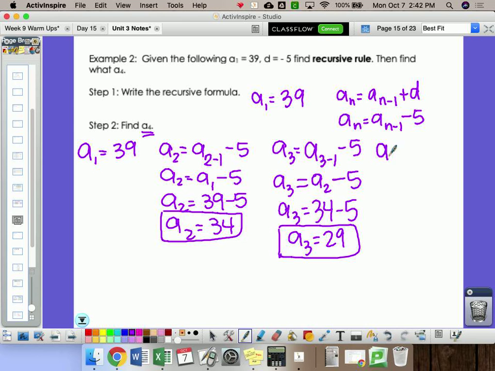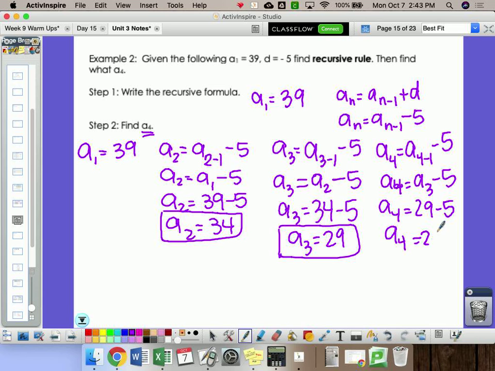All right, last one, we are finding that A sub 4. So anywhere there's an N, I'm going to put a 4. So I know that 4 minus 1 is 3. So I want to do my third term, which we found as 29, and I want to subtract 4, which would give me my fourth term is 24.